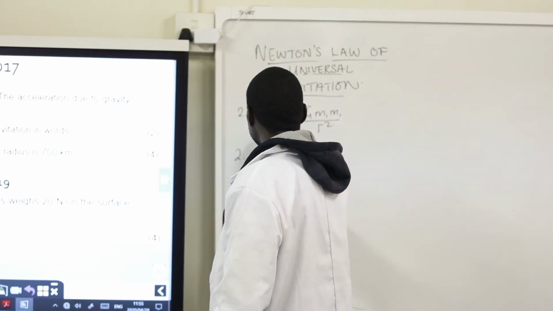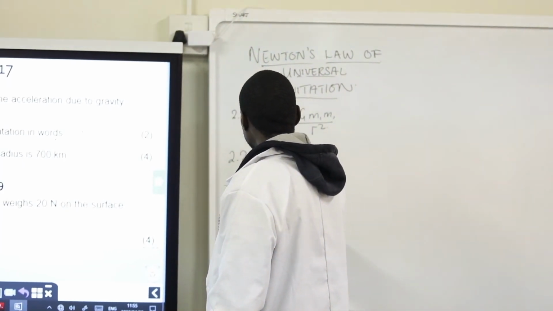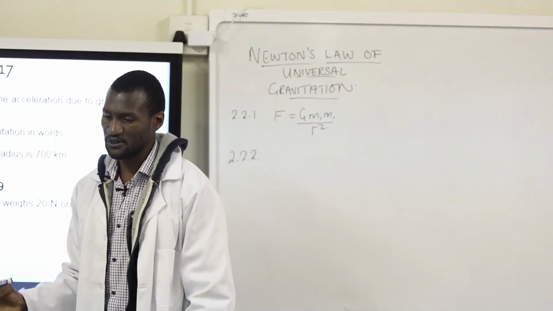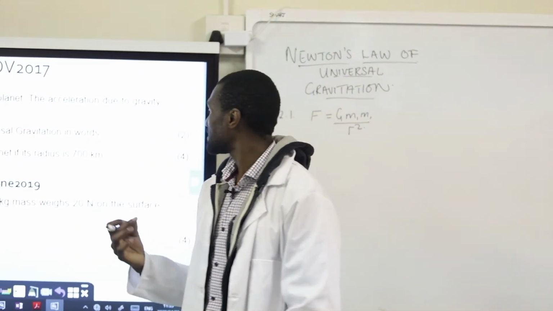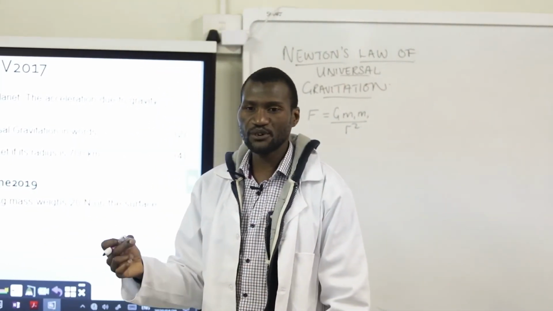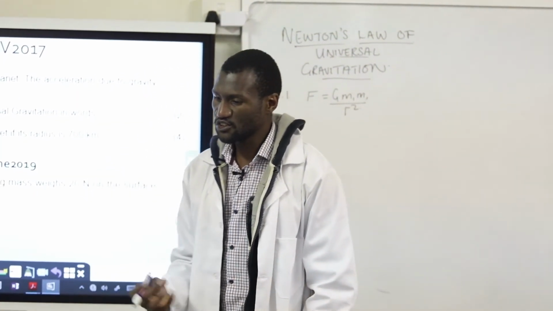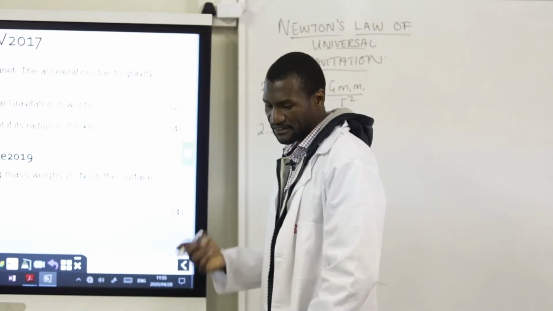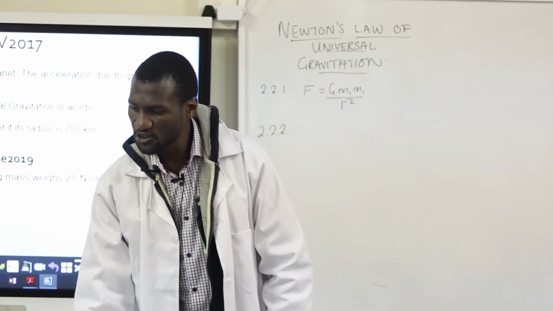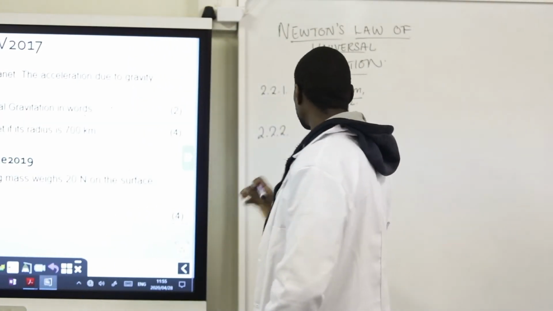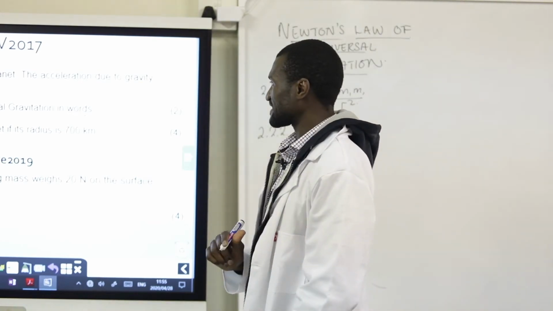Right here you realize I just wrote out the formula, but you must write it in words, which is something that I think should be simple to do. Each body in the universe attracts every other body in the universe with a force that's directly proportional to the product of their masses and inversely proportional to the square of the distance between their centers, which is that.